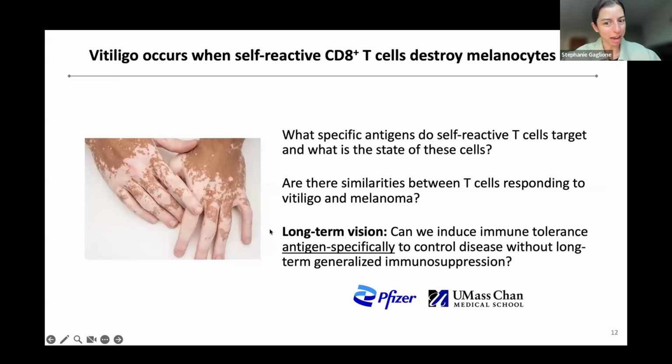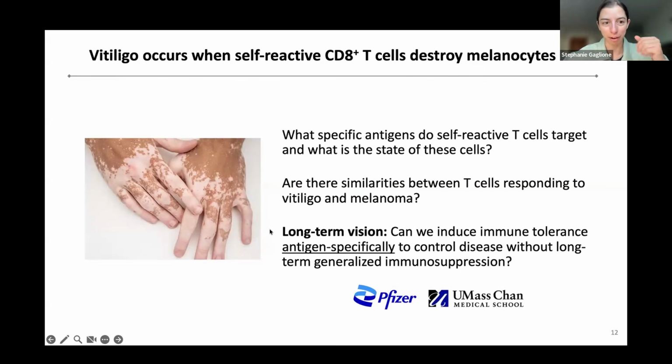We were working quite closely here, and this is work that I did in Michael Birnbaum's lab, working quite closely with some collaborators at UMass Chan and Pfizer with a particular data set that they found to be important or rare enough that it could help us address the question of what specific antigens self-reactive T cells target in vitiligo, and are there similarities between T cells responding to vitiligo and melanoma?